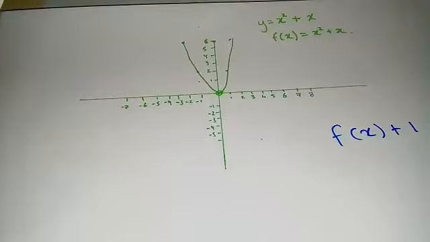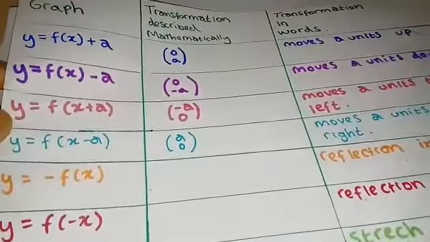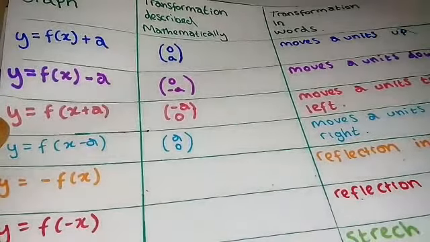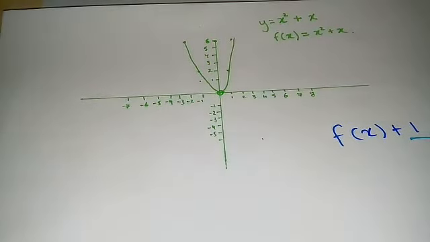This is the graph of y equals x squared plus x. We're going to call it f of x. Now say the question asks you to draw f of x plus 1. What this means is we are going to move the graph a units up. Now in this case a is 1, so we're going to move the graph 1 unit up.